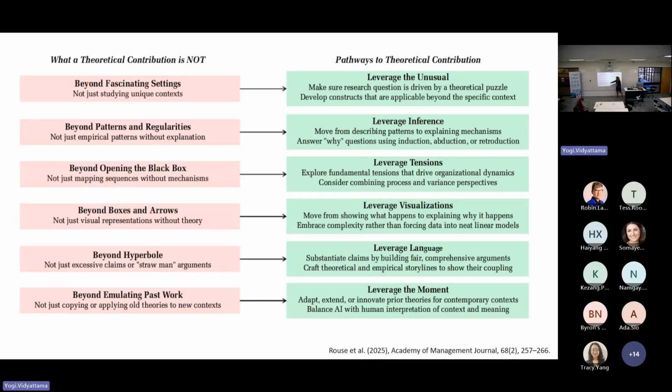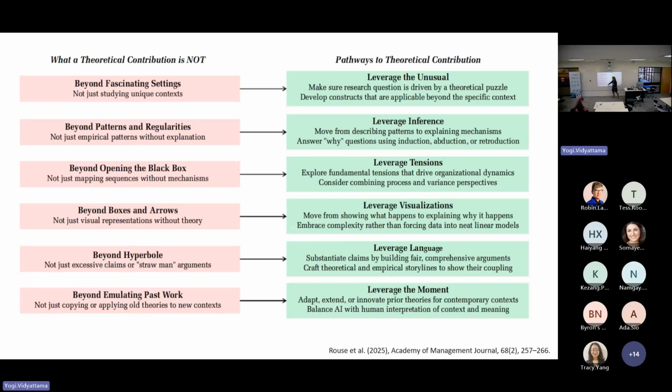Beyond hyperboles, not just excessive claims, which again happens a lot, especially in qualitative research, substantiate claims by building fair, comprehensive arguments, right? Craft theoretical and empirical storylines to explain the findings that you found in your qualitative data.